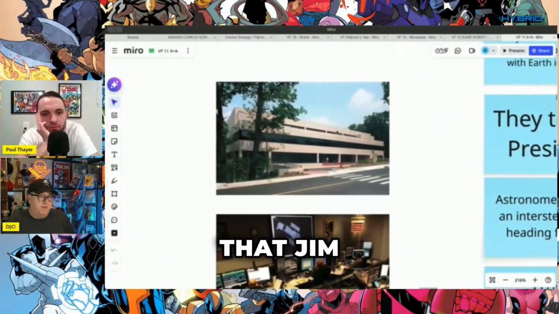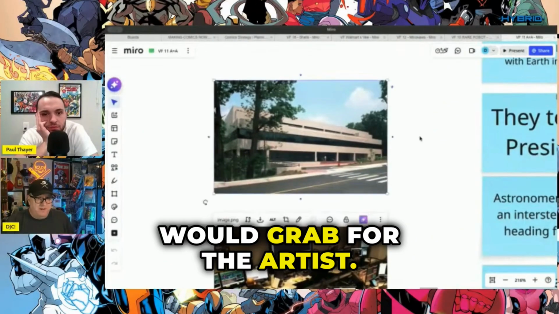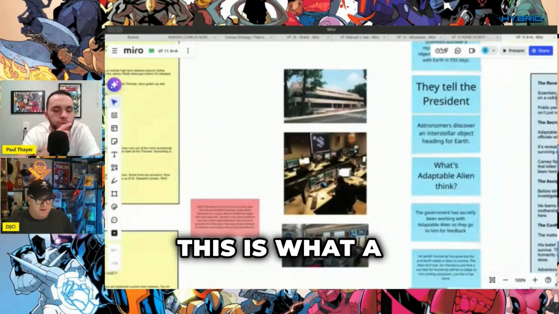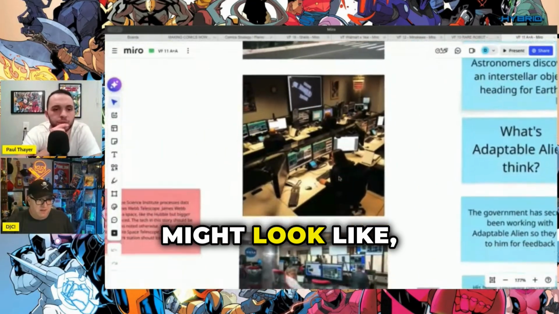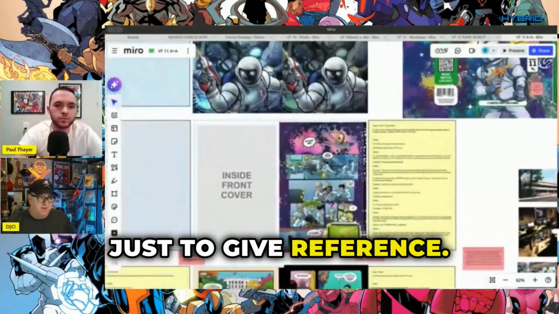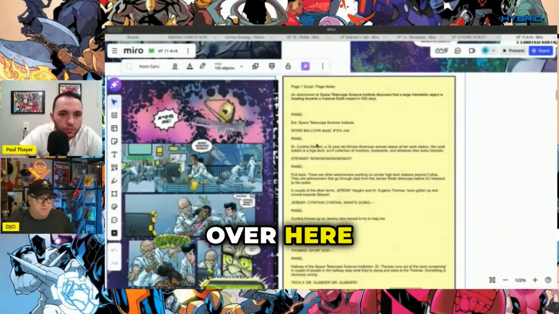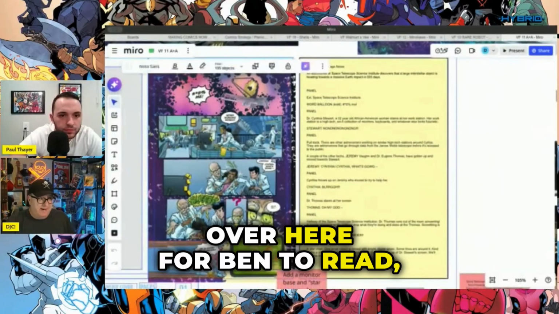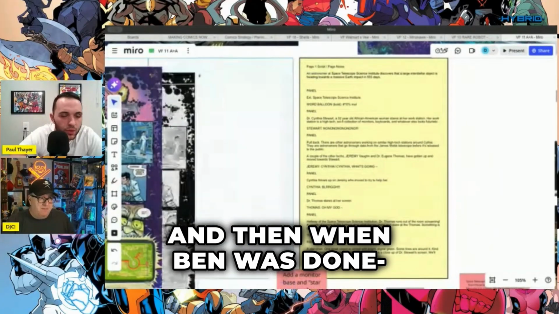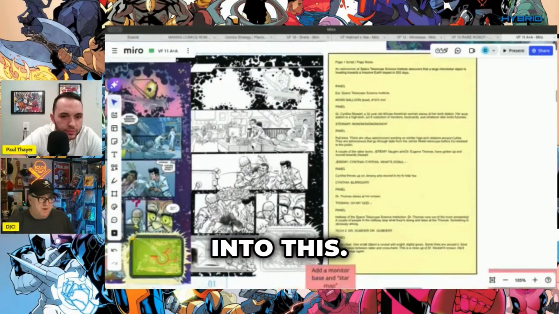So this is something that Jim Rugg would grab for the artist. Like this is the building that he's talking about. This is what a control center might look like, just to give reference. And then Jim would actually put the full script over here for Ben to read. And then when Ben was done with his pencils, he would just paste them right into this.